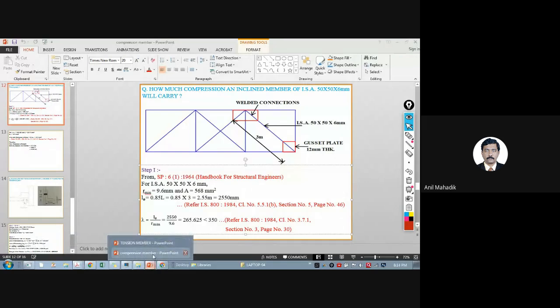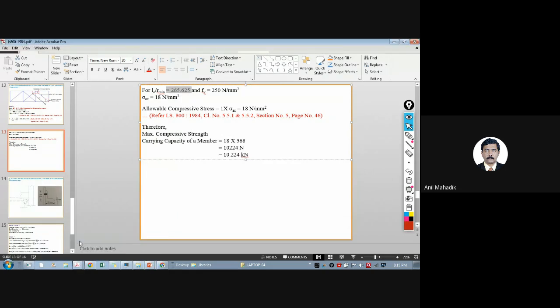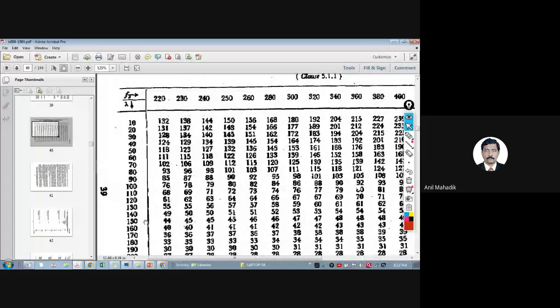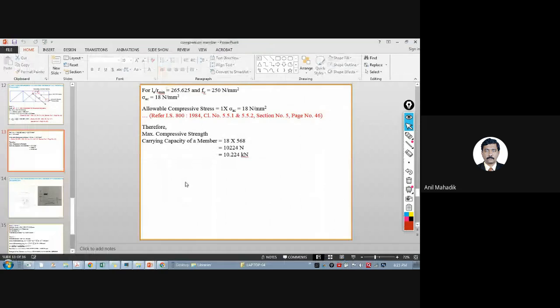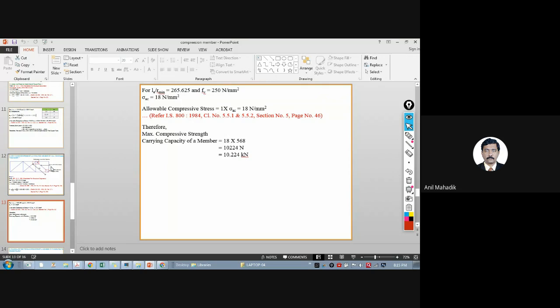Correct. So this will reduce. R will be more, then this will be less. Let's say I get L upon R value as 150. 150 आया समझो lambda हमारा. What is the permissible stress for 150? यहाँ 150 है हमारा lambda. It will be 45. So 45 into area of cross section will be the capacity. Got this? Simple permissible stress into area. That is the capacity. But permissible stress is different, which depends on L upon R, lambda.